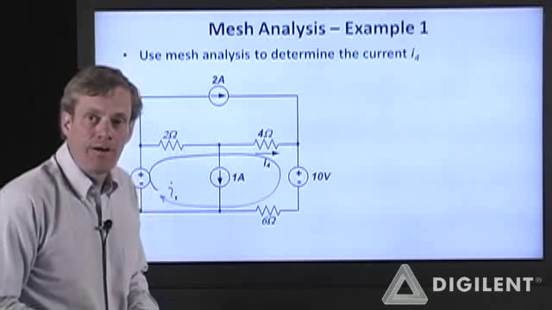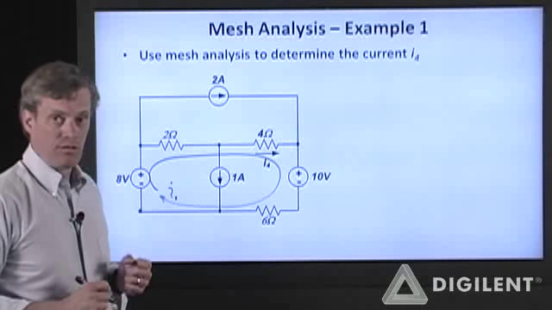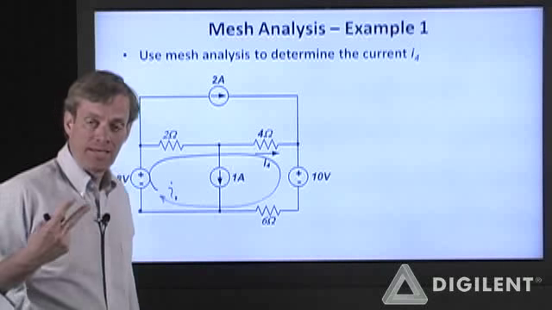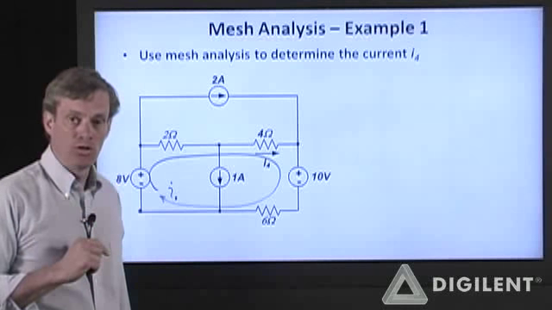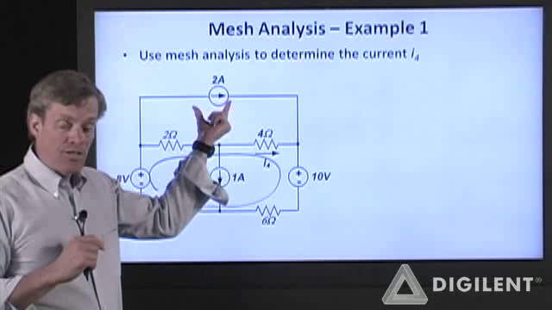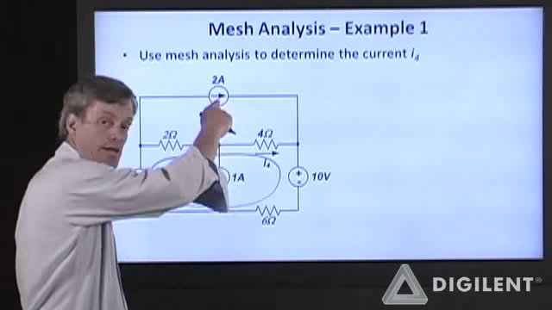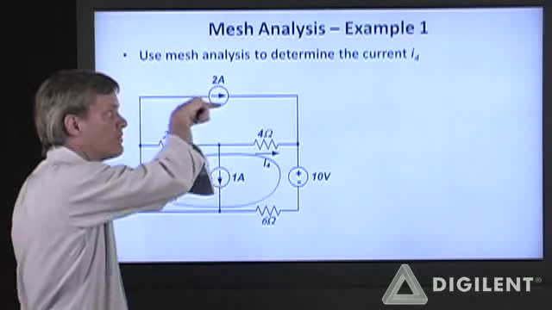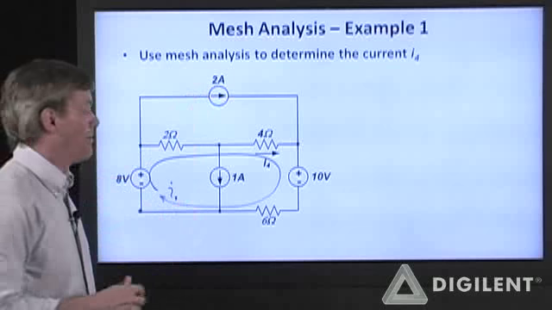Now I'm going to identify constrained loops for this circuit. I have 2 current sources, therefore I'm going to anticipate coming up with 2 constrained loops. They're arbitrary, but they do have to pass through the current sources, so I need a constrained loop that passes through this 2 amp source. Its magnitude and direction has to agree with this 2 amps.